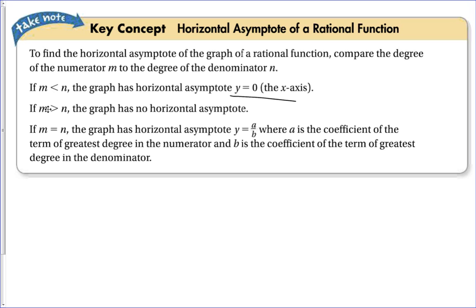If the degree of the numerator is larger than the denominator, you're going to have no horizontal asymptote. All right? Now, if they're equal, it's simply going to be y equals the leading coefficient of the top divided by the leading coefficient of the bottom. All right, I know that sounds confusing. Let's look at a few of these. Make sure you write this down.